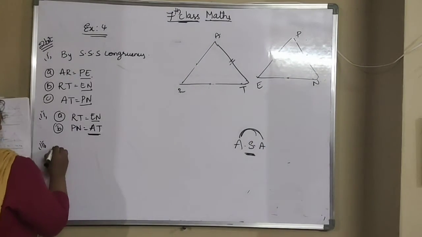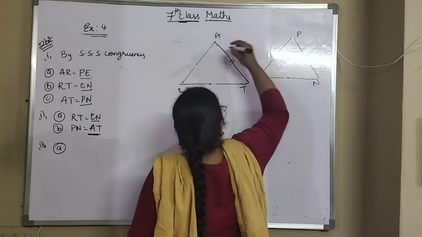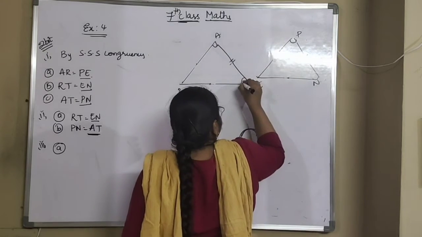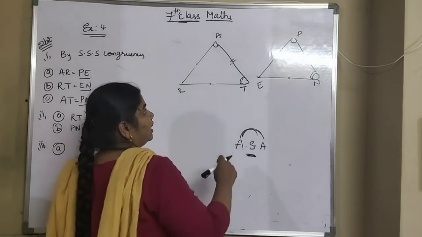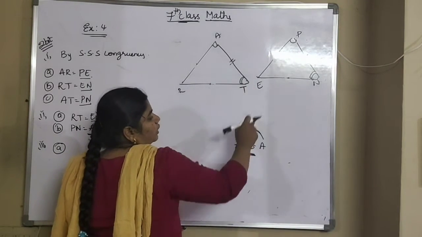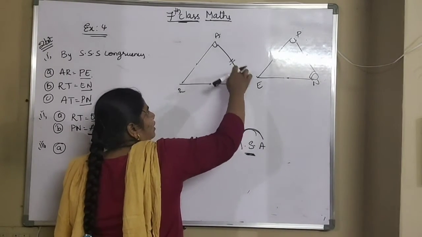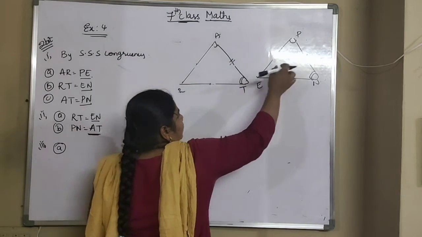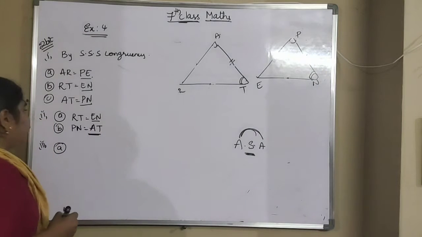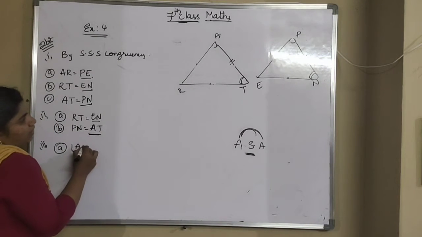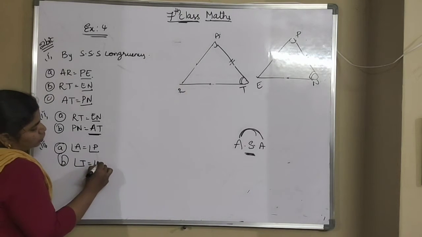So here, the first one, A. Which angle should be equal here? Angle A should be equal to angle P, and angle T should be equal to angle N. Only then can we say this is satisfied by using ASA congruency, that is angle, side, angle, two angles and the included side. So here the first is angle A equal to angle P, and in the second one angle T will be equal to angle N.